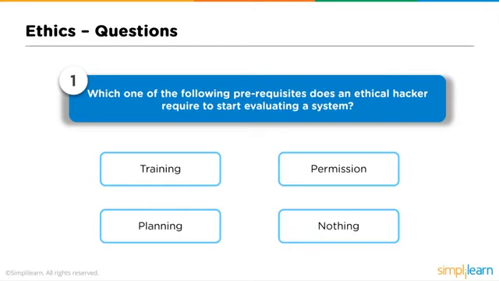So the keyword again, what does an ethical hacker require as a prerequisite to start evaluating a system? So planning is out of the question because planning comes at a later phase. You have been trained. So what is the most probable answer over here? Permission, which is correct. Because without permission, I, as an ethical hacker, cannot start evaluating a system.